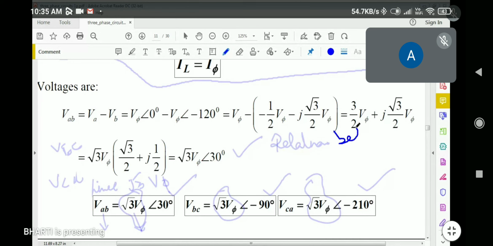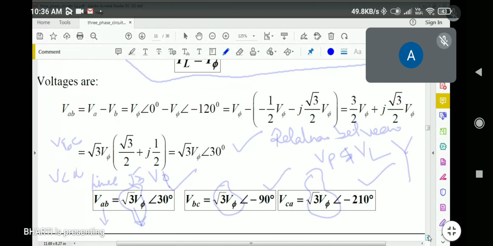Okay, so this is how we can find the relation, if you are asked to find the relation between phase voltage and line voltage. So this is the relation between phase voltage and line voltage. Is it clear to everybody, in case of star connected systems? Clear to everybody? Okay?